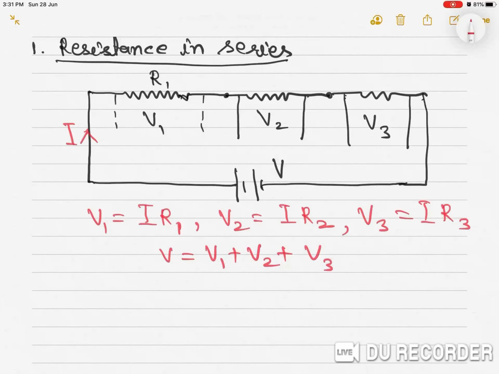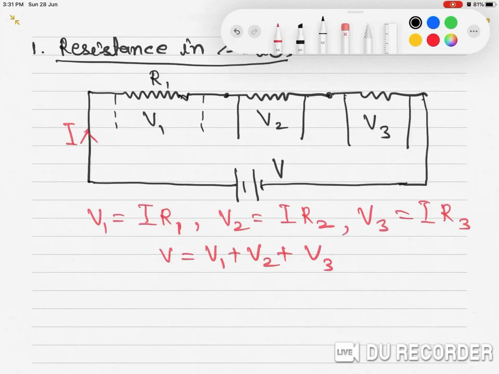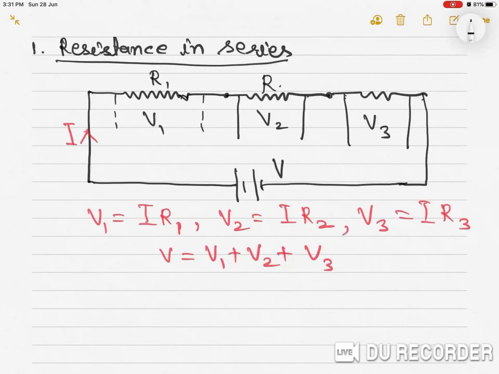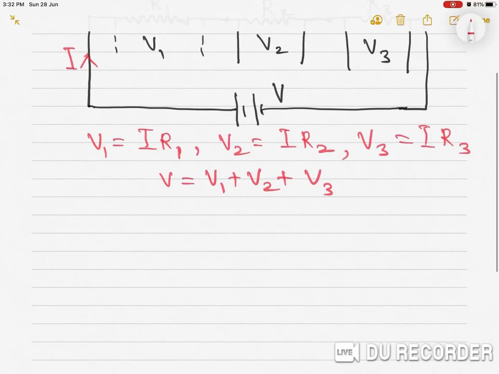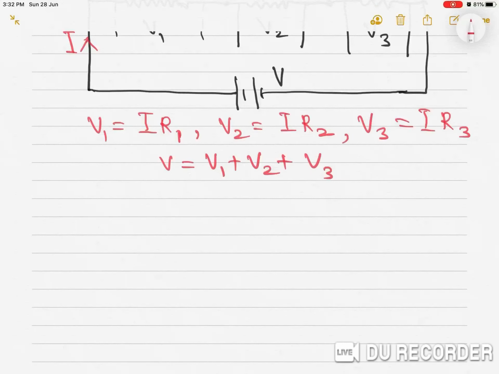Let the equivalent resistance of all resistors in series be R S, subscript S. Equivalent resistance is that which gives the same effect as these 3 are giving. Means if only one resistor is connected with a battery of potential difference V, then current I will flow.